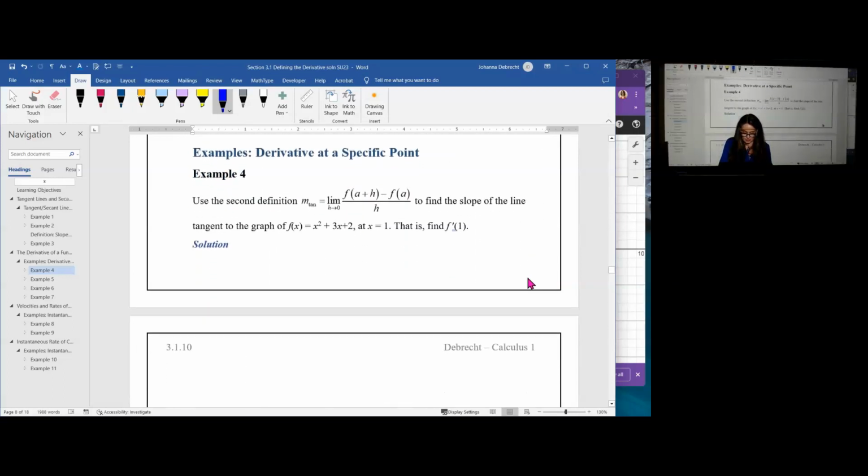Let's take a look at example 4, which asks us to use the middle form with a plus h to find the slope of the tangent line to the graph of x squared plus 3x plus 2 at x equals 1. In order to do that, I need to write down what my values are. A is equal to 1. Then I have f of a, which equals f of 1, which becomes 1 squared plus 3 times 1 plus 2, which would give me 6. This represents the ordered pair (1, 6), which is on my graph.